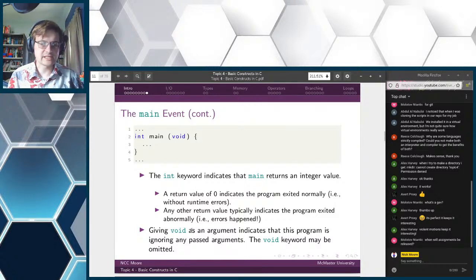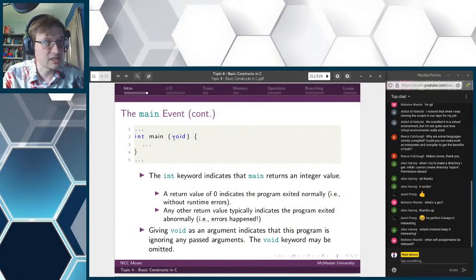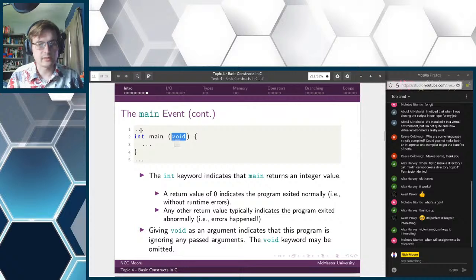Giving void as an argument indicates that this program is ignoring any past arguments. The void keyword may be omitted. So, if your C program run from the command line is taking arguments in the same way that you've seen GCC, you'll have a couple of things here that we'll talk about later. But for now, we don't have to worry about that, so let's just make it void.